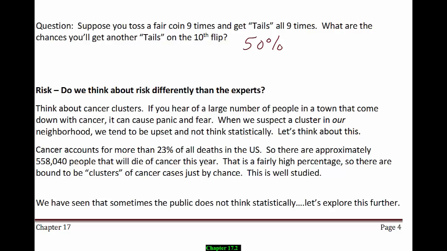Let's think about this for a second. Cancer accounts for more than 23% of all deaths in the United States. So there are approximately 558,040 people that will die of cancer this year. That's a fairly high percentage, so there are bound to be clusters of cancer cases just by chance. This is well studied. We have seen sometimes that the public does not think statistically.